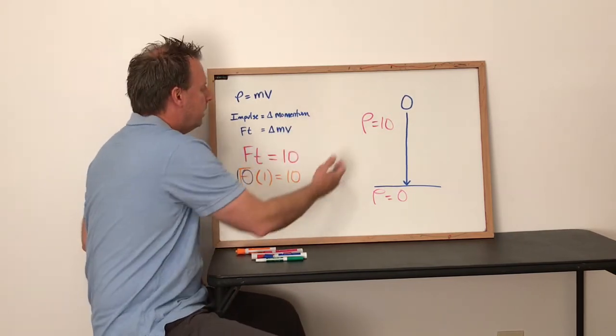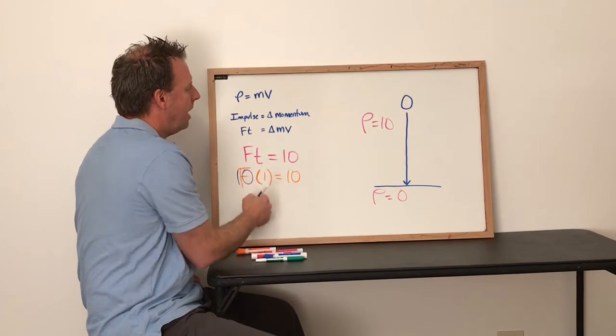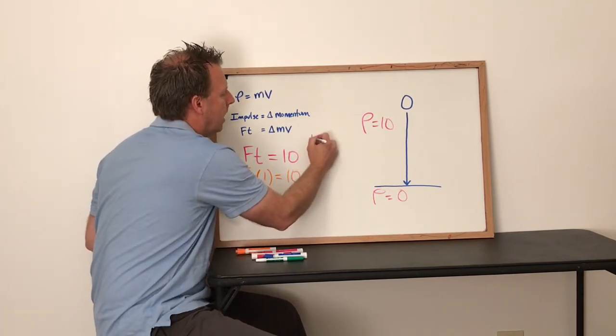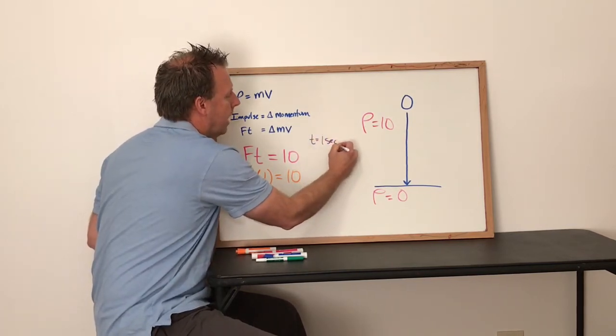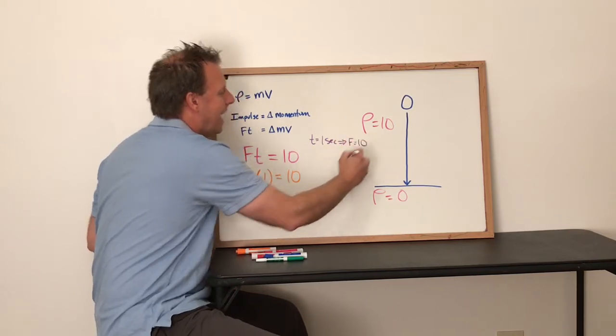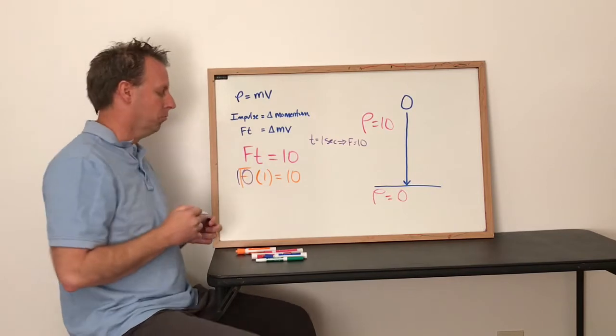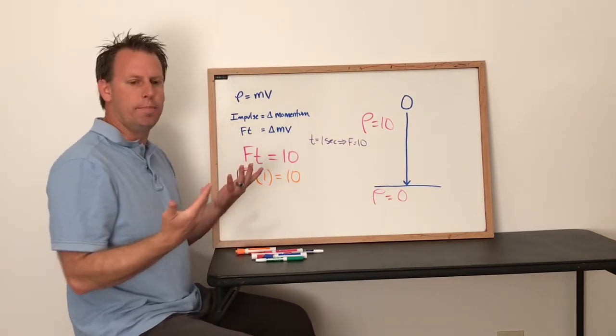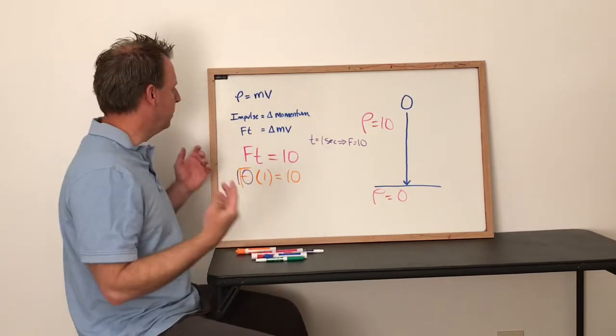So the force that the egg experiences when the time is 1 second, so we're going to let time equal 1 second, is going to be 10. All right. Is that good, bad? I don't know. Let's try something else, okay?